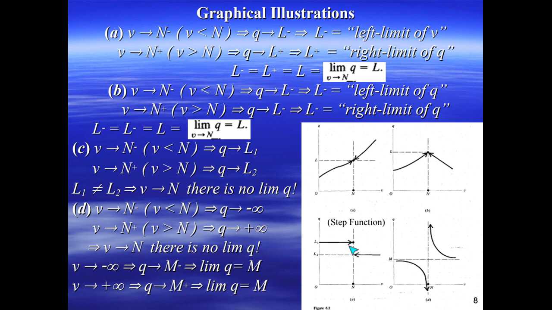There is a sort of descaling here. It's like a step. So L1 is different from L2. When v goes to n, there is no limit q. You see, it is one of the cases where there is no limit. The other one is the fourth graph, which is an asymptotic one.